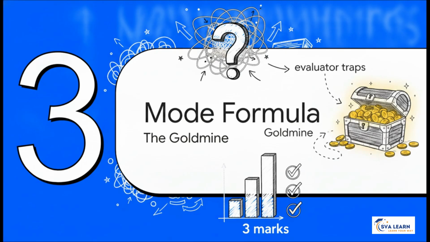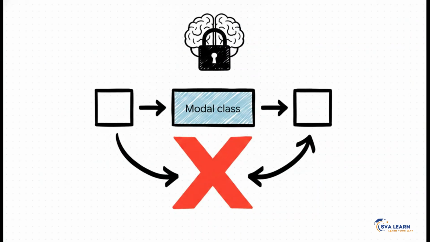I call this the formula gold mine. Look, finding the mode is arguably the fastest way to score 3 quick marks on the entire paper. But, and this is a big but, only if you avoid the classic evaluator traps that catch students out year after year. Here's the absolute biggest mark trap I see constantly.